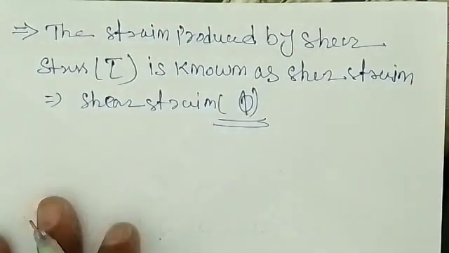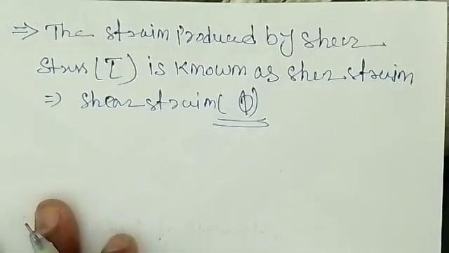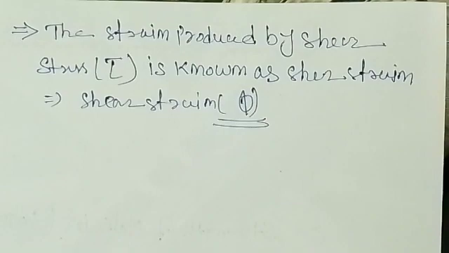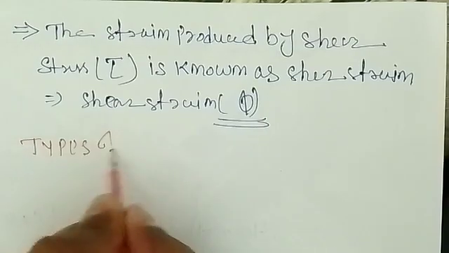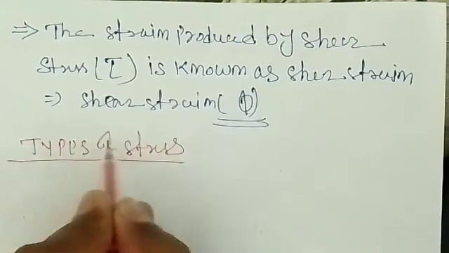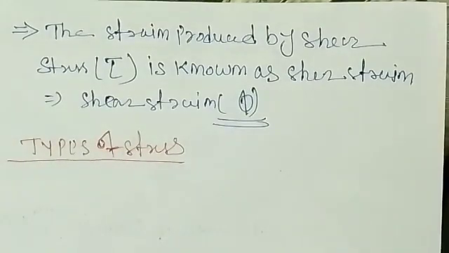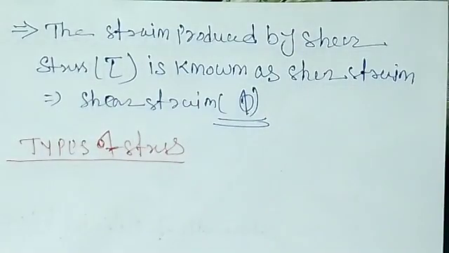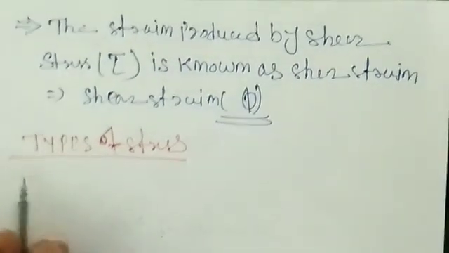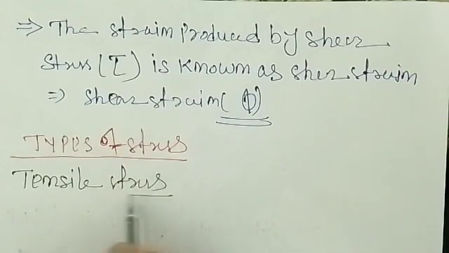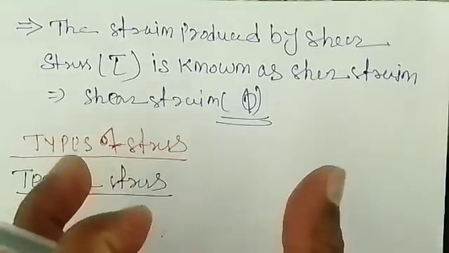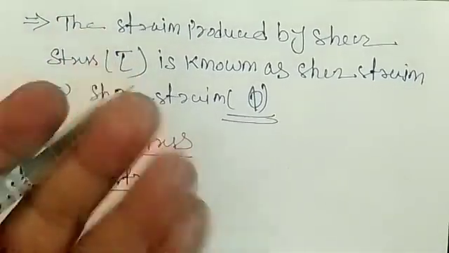Now we have discussed stress, strain and types of strain. Right now we have the types of stress. So you can make a subheading: types of stress. Types of stresses means what? The stress may be tensile stress, compressive stress or shear stress. First you will see the tensile stress. Tensile stress means what? Whenever the body is subjected to a pull per unit area, that is known as the tensile stress.